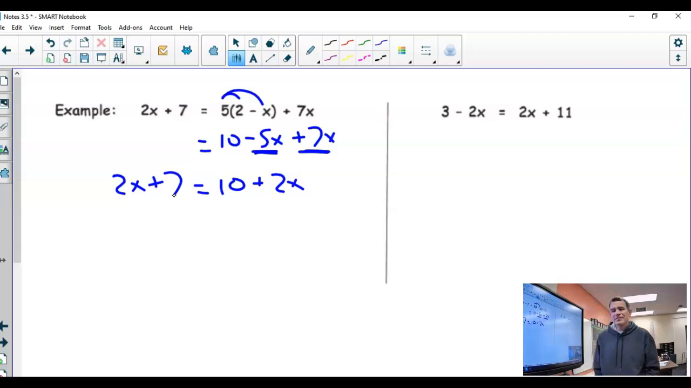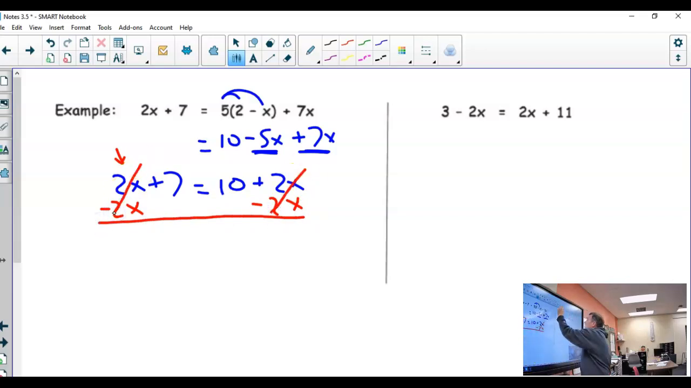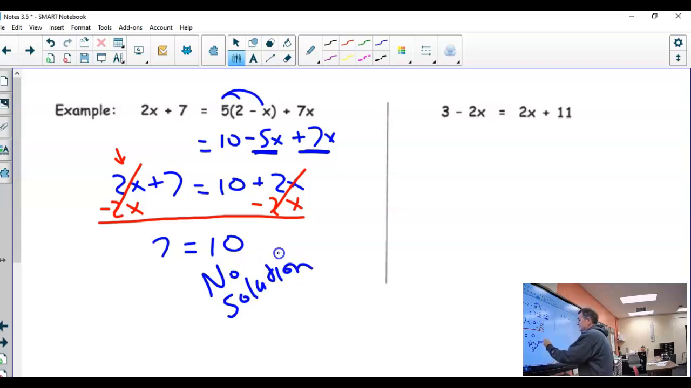So now I have a problem that's got a variable on both sides. When I have a variable on both sides, I eliminate one of them. I'm going to eliminate this 2x by subtracting 2x from both sides. And of course, you can see what happens. The variable got eliminated on both sides. And I am left with 7 equals 10. What does that mean? It means this problem has no solution. And I write no solution as the answer.